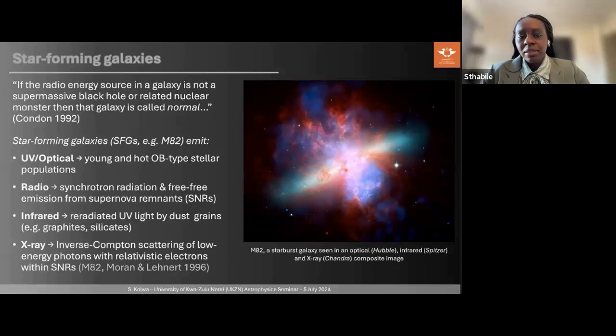And these are also multi-wavelength emitters, of course. In the UV and optical, we're tracing young stellar populations. In the radio, we've got our non-thermal component, which in this case is from supernova remnants in star-forming regions. And then we've got our infrared emission. In the mid-infrared, we'll be tracing dust grains where UV light is essentially re-radiated by silicates and graphite. And in the X-ray, we would have inverse Compton scattering of low-energy photons seeded from within the galaxy. This scattering would be within supernova remnants where they're relativistic electrons.